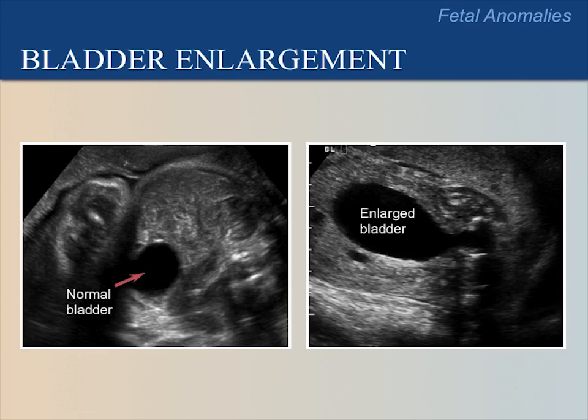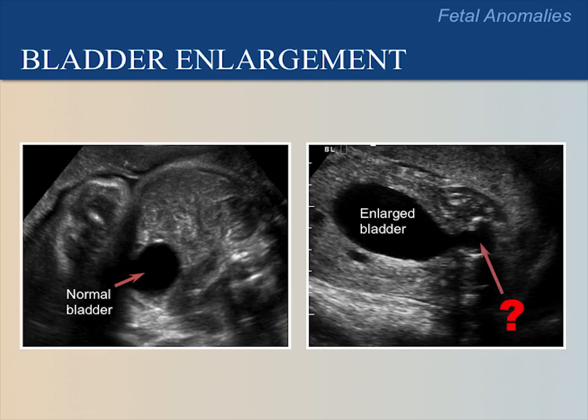In both images, the structure is a fetal bladder. The bladder on the left is normal in size. Note the smooth contour and absence of pyramids or ridges like we saw in the kidney. On the right, you can see how the bladder takes up much more space in the abdomen and appears to be enlarged.